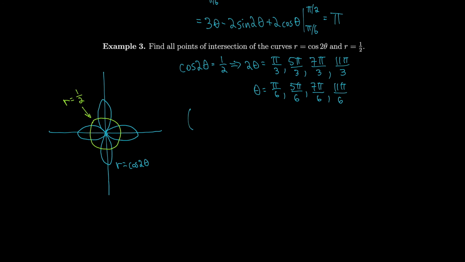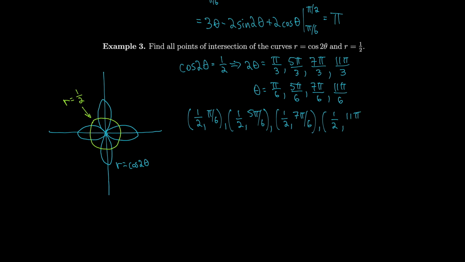So this means that we get points, if we plug in theta, we can figure out what cosine 2 theta is. So actually we don't even have to, because if they're intersecting, then that means that the r values must be the same. So they must all have an r value of 1/2. So we get 1/2 pi over 6, 1/2 5 pi over 6, 1/2 7 pi over 6, and 1/2 11 pi over 6. So these are all of our intersection points.